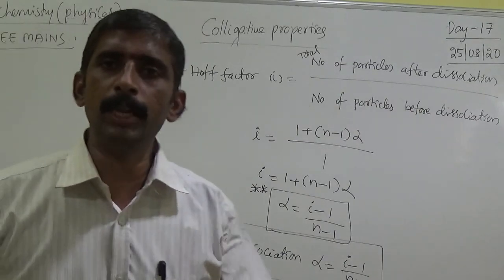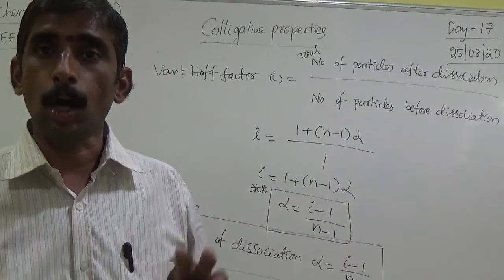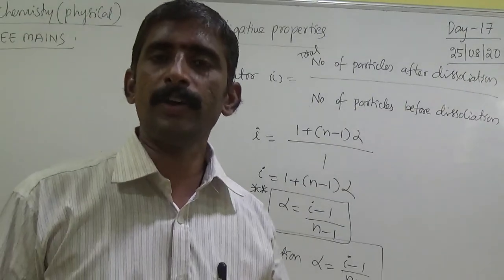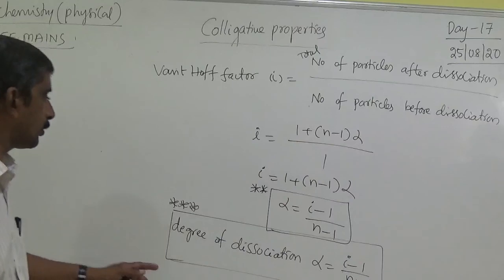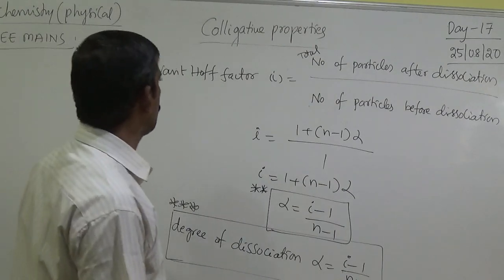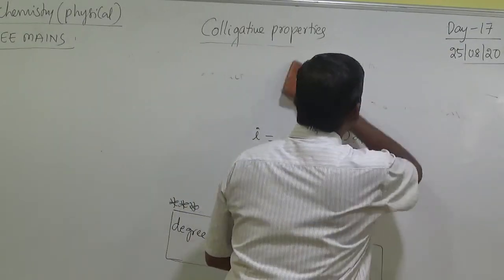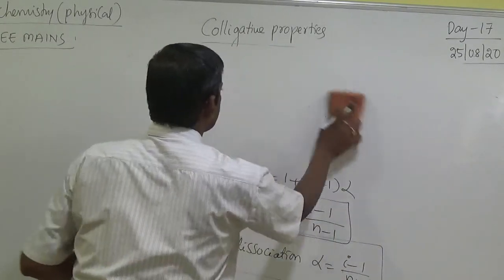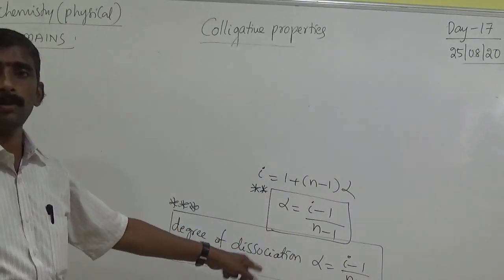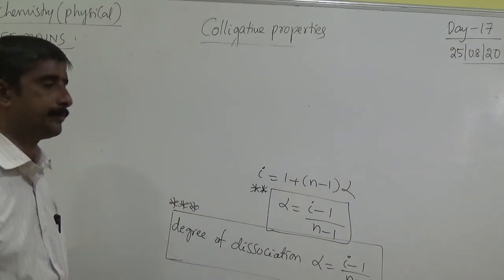For example, NaCl, how many particles? 2. NaCl, n value 2. BaCl2, n value 3. Aluminum sulfate, n value how much? Sorry, 5. Aluminum sulfate, number of particles 5. So degree of dissociation alpha equals (i minus 1) by (n minus 1), where i is the Van't Hoff factor and n is the number of particles. Actually, the derivation is not needed. Remember the formula. Derivation is your wish, but remembering this formula for problems is very important.